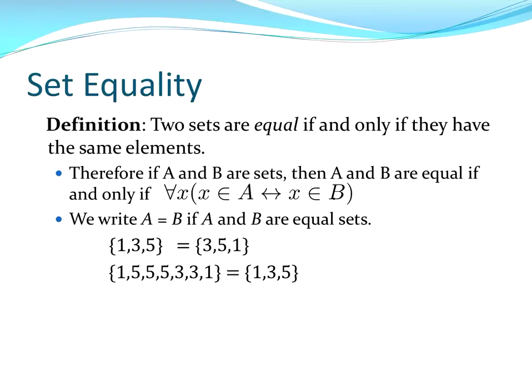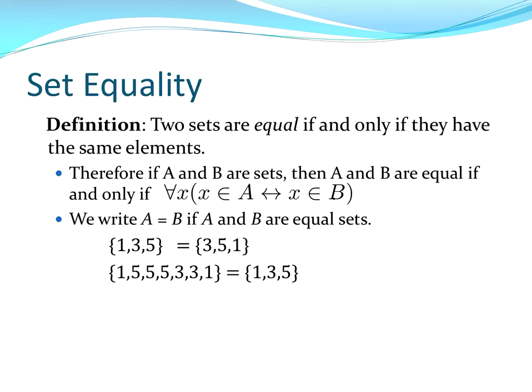This is Rosen, Discrete Mathematics and its Applications, Section 2.1. We are discussing sets and their properties. Here we are talking about set equality, and not surprisingly, we say that two sets are equal if and only if they have the same elements.